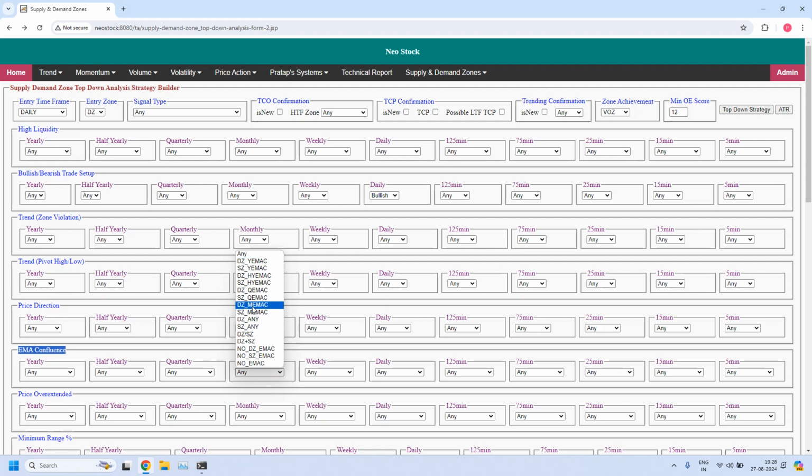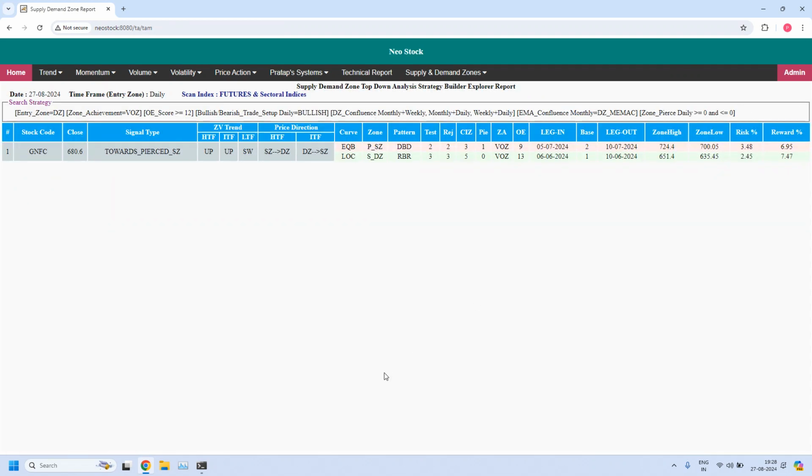So I am adding demand zone. This is monthly demand zone with monthly EMA confluence. So let's filter from the 2. One stock, ZNFC, is having a monthly demand zone with monthly EMA confluence, and this stock is also supporting this daily demand zone having confluence with weekly and monthly, and this monthly zone is having monthly EMA confluence. You can verify EMA confluence. So monthly demand zone with monthly EMA confluence.